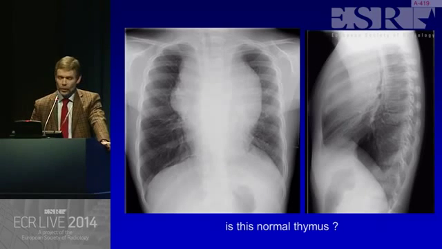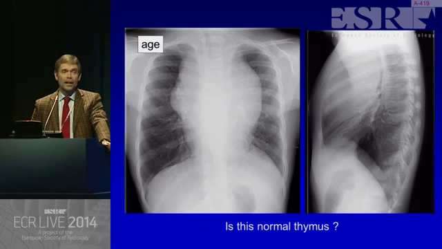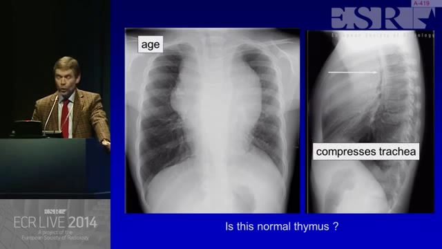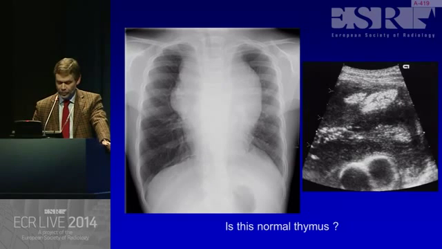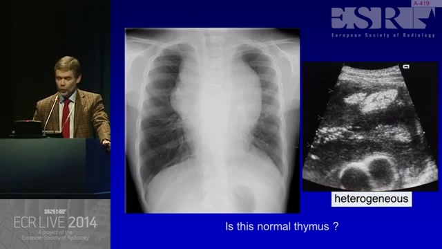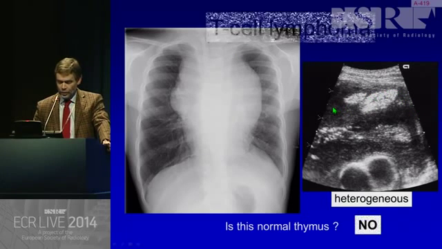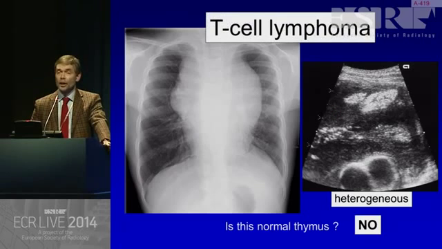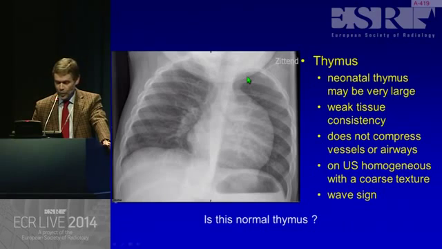Is this normal thymus? Look at the age. It's an 11-year-old boy. Look at the compression of the trachea. Look at the ultrasonography. It's not homogeneous. It doesn't have a coarse texture. It's very irregular and shows signs of inflammation. So no, this is not thymus. This is a T-cell lymphoma. So this might be called a disease that simulates a normal variant. So you should always think when you see something like this.